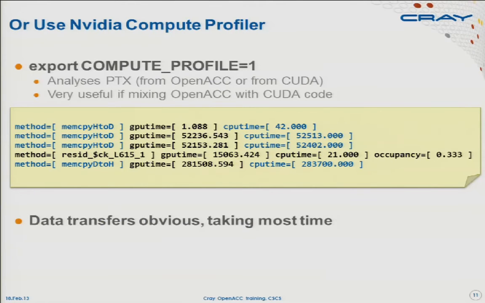If I use the Nvidia compute profiler, so I just run the code with this environment variable, I get an event-by-event commentary with timings. So it doesn't tell me, when it does a mem copy, what the array was called, but it does tell me how much time was taken. And you can see there's massive amounts of time here spent on transfers compared to the kernel.